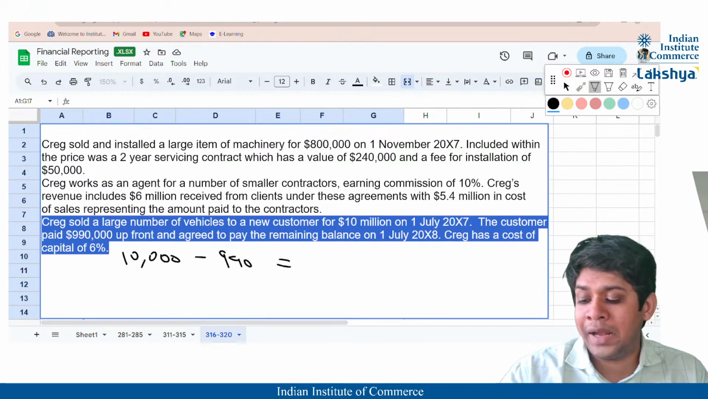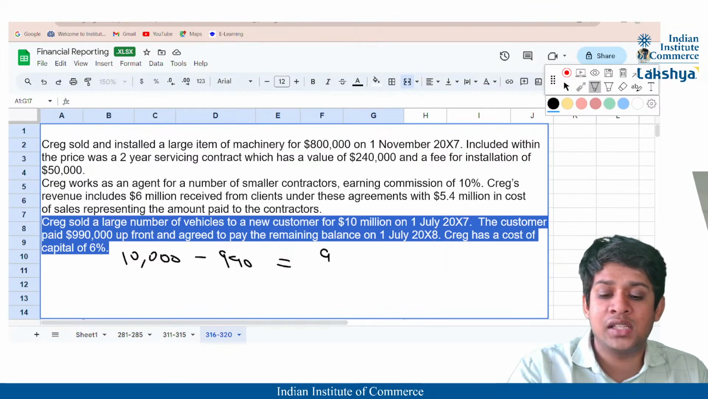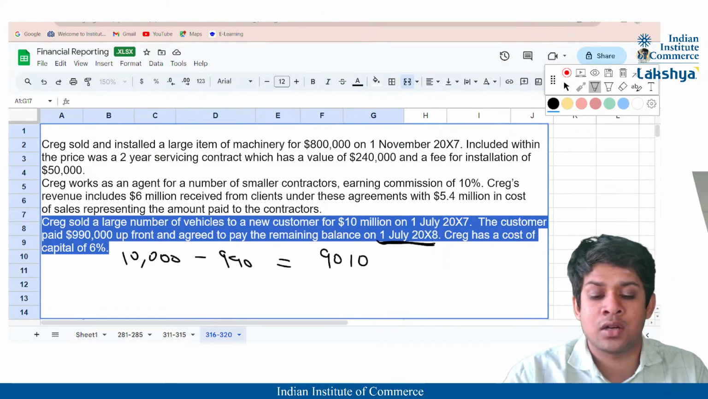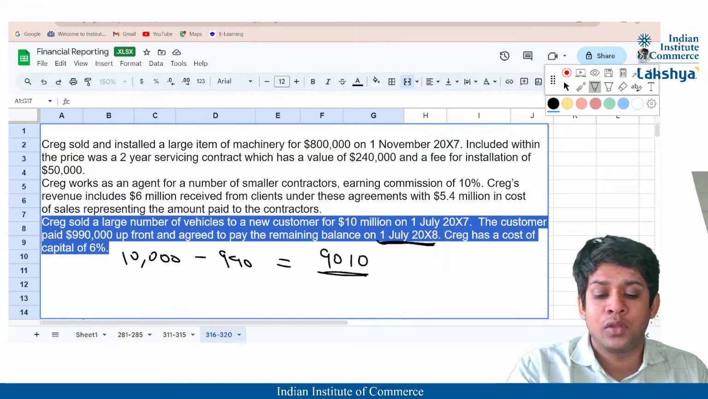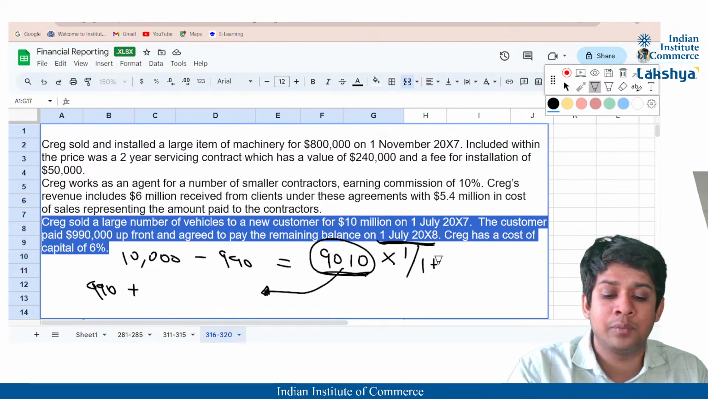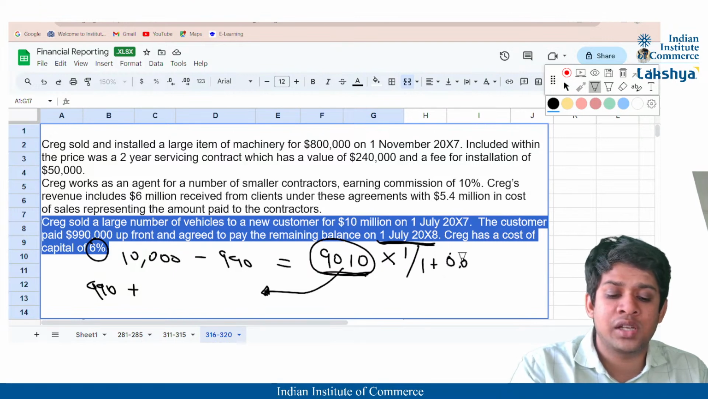So the remainder he is going to pay after 1 year. So it will be 10,000 minus 990, that is 9010, that he is going to pay on 1st July 2018, that is by the next year. Now this is a future value. Only the present value of it can be recognized in the revenue, correct? So the revenue will be 990 that he has already paid plus the present value of this 9010, correct? So 9010 into present value, that is 1 divided by 1 plus R. R is what here, given as 6%. So R is 0.06, right?